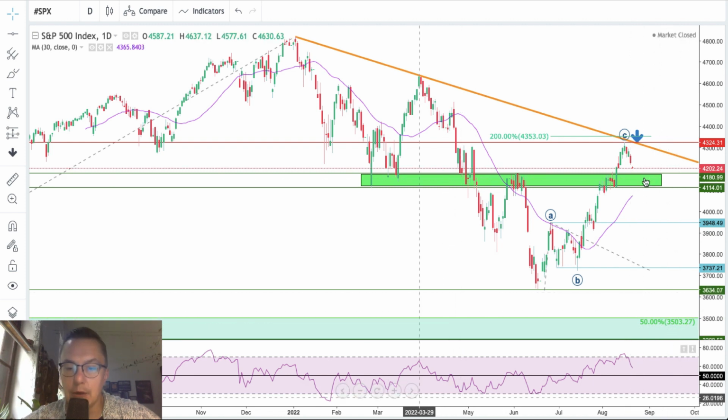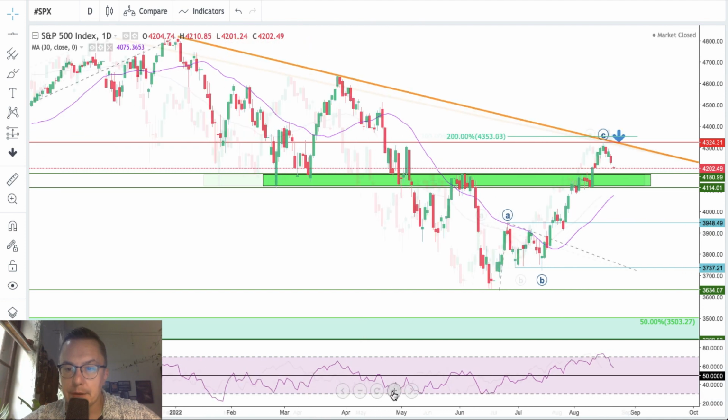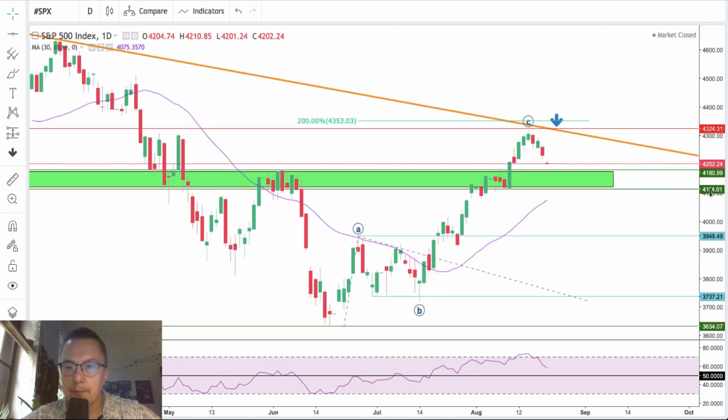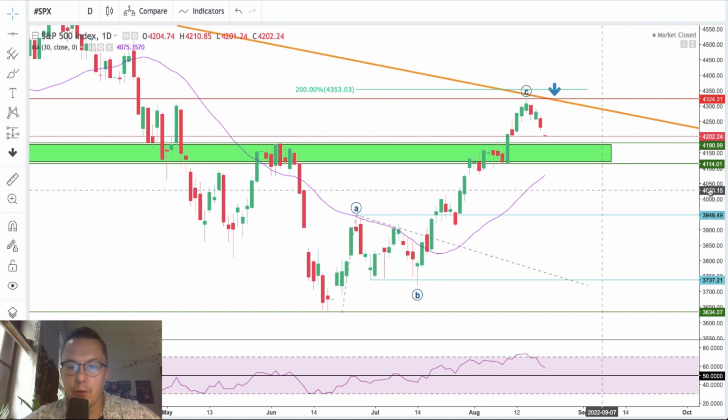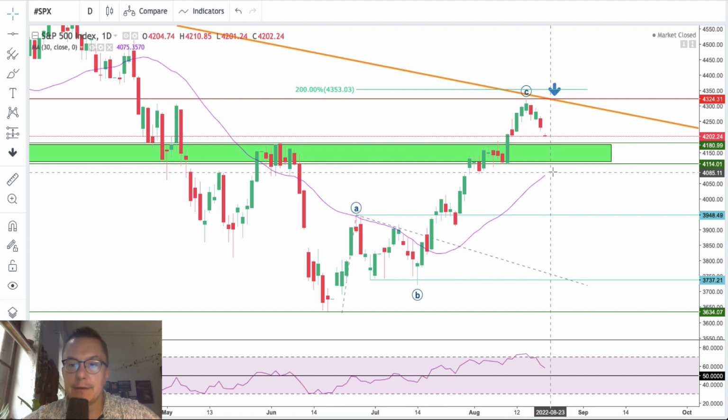Okay, so right now, what should we be focused on? On what levels we should be focusing on? This level is, of course, the demand zone between 4,114, 4,180. If we break below this zone, of course, then there is 30-day moving average, roughly around 4,075 points.